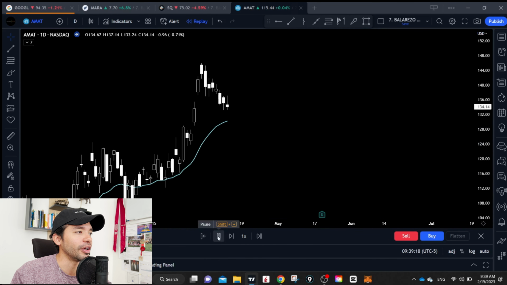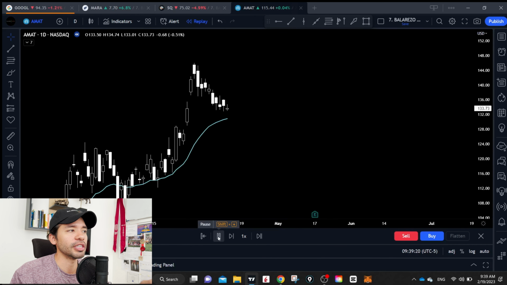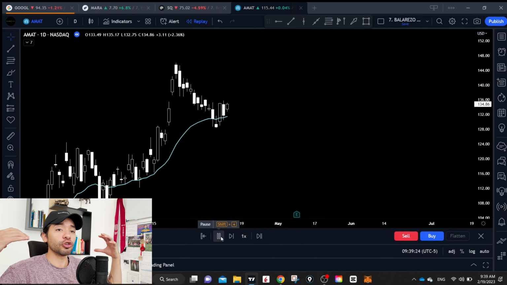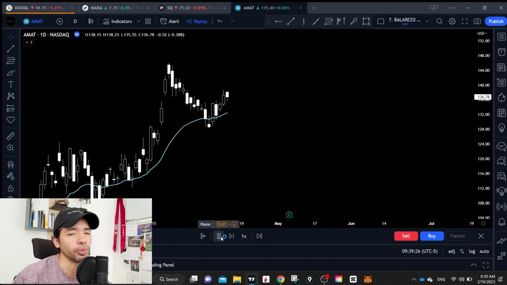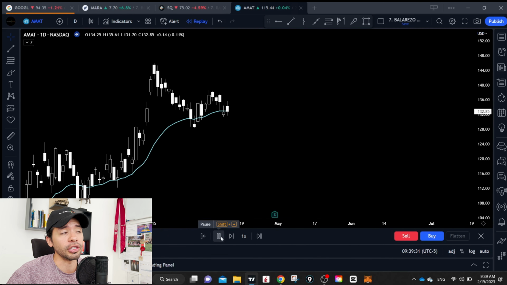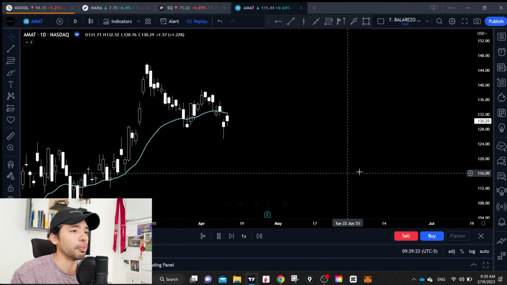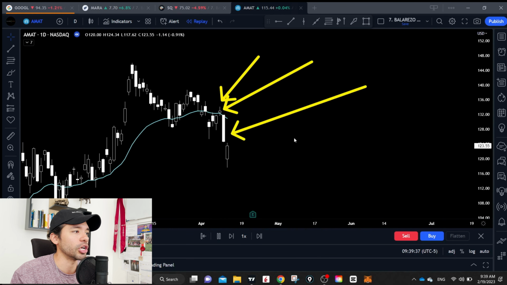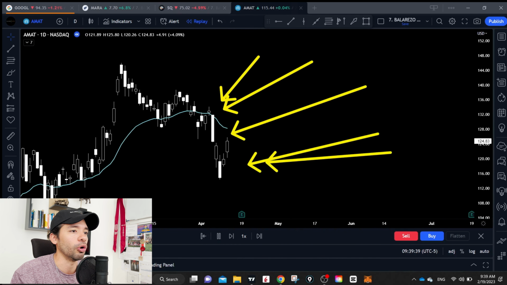But my point here is that the 21 exponential moving average is a really important indicator. And once the price breaks that 21 exponential moving average, that's when we start to see some really strong changes in the trend. So now you can see that the price is breaking below this 21 exponential, and now we have a huge rejection, and now the trade is completely over.